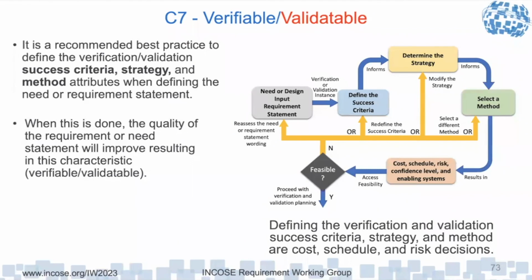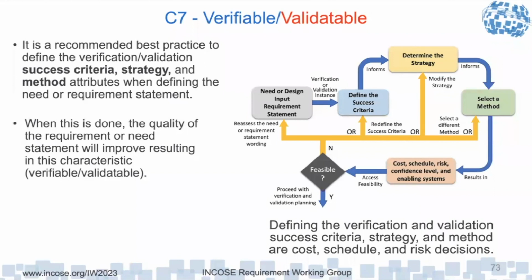I have a need and requirement statement. Each of those represents a verification and validation instance. So I want to define the success criteria, which informs what strategy I'm going to use, which informs the method I'm going to use. But then it doesn't come for free. So now I've got to consider cost, schedule, risk, and confidence level. And also what kind of enabling systems are involved in doing that. And I have to assess feasibility of going that way.